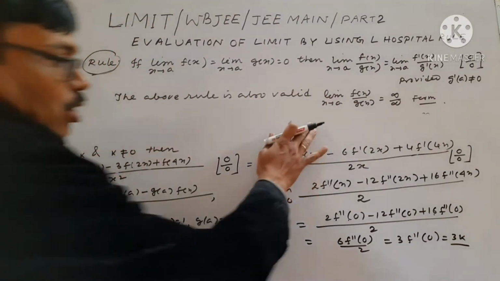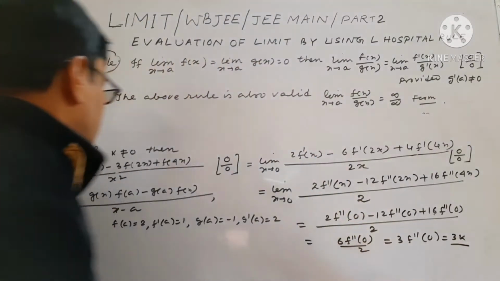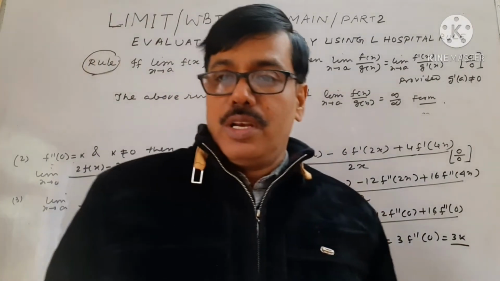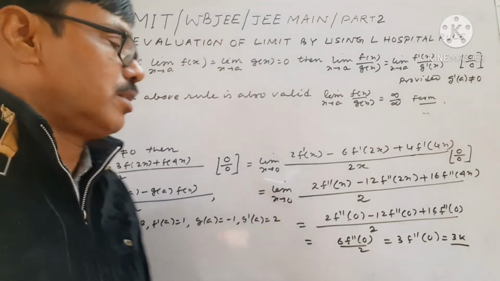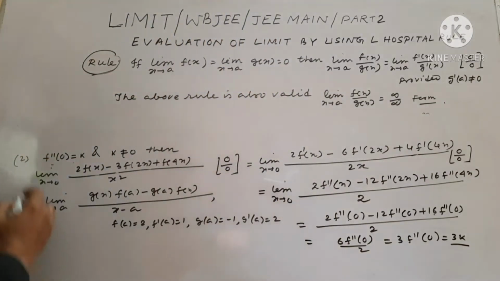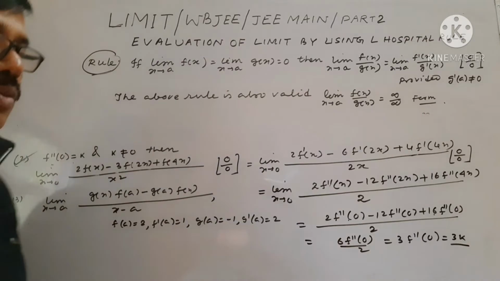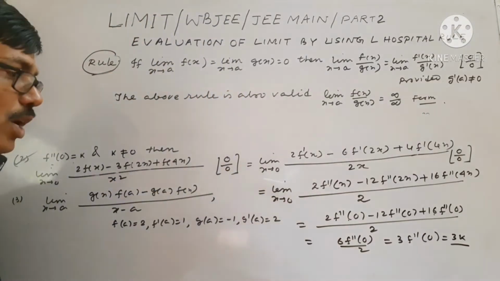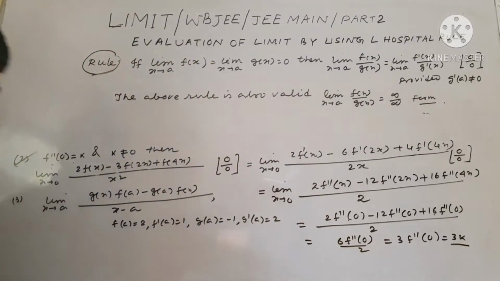So we used L'Hospital rule 2 times. For this type of problem, if the nature of the function is not given, we always use L'Hospital rule for competitive exams. So the answer is 3k.